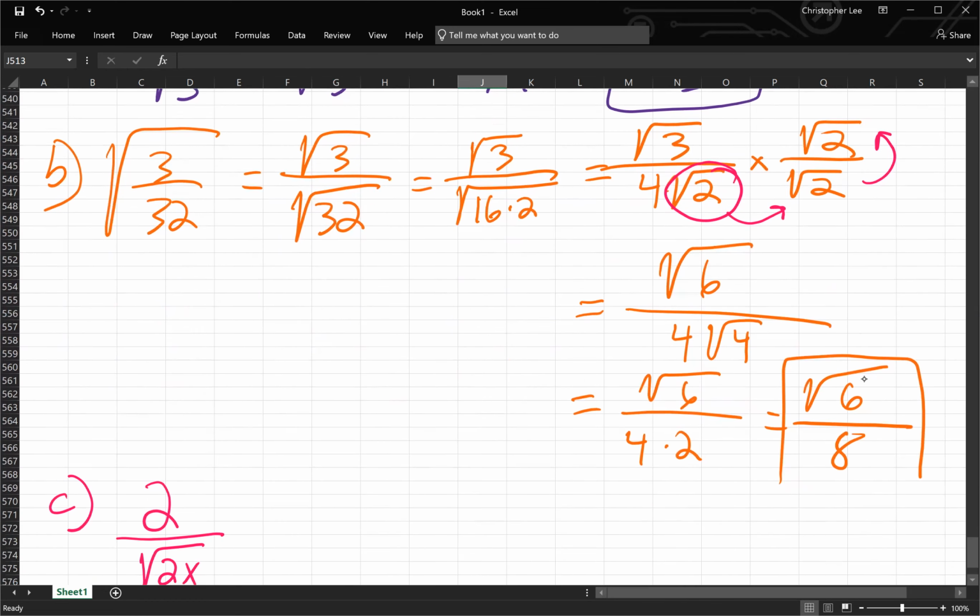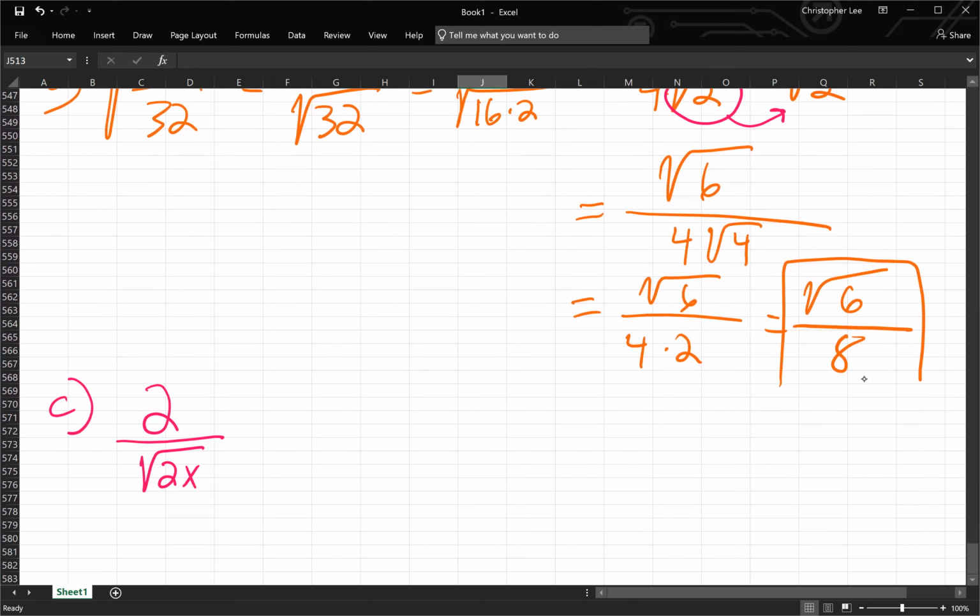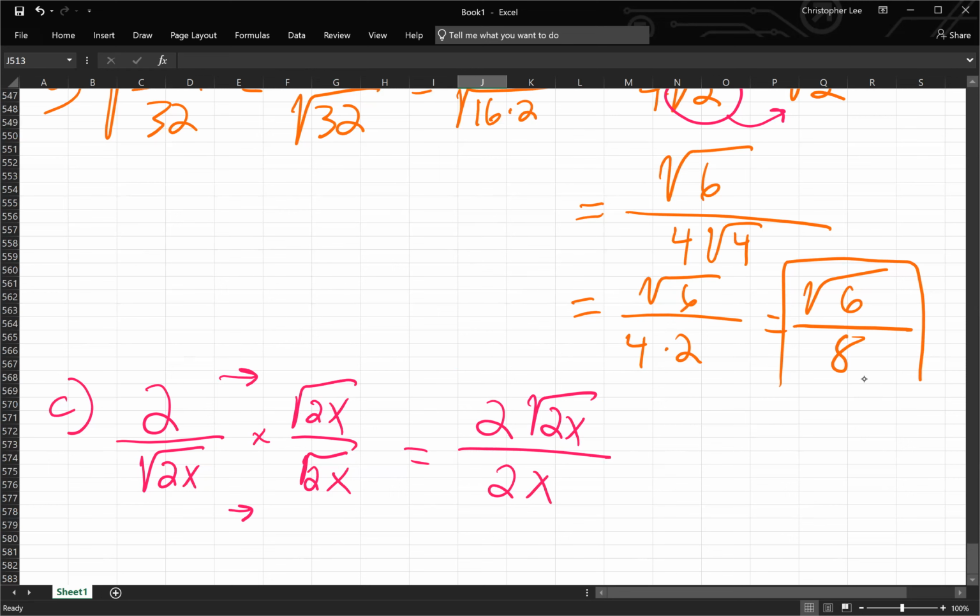All right. What do I do here? Good. Square root 2x over square root 2x. All right, multiply straight across. So what do we have? Good. Twos will cancel. Final answer. That's it.